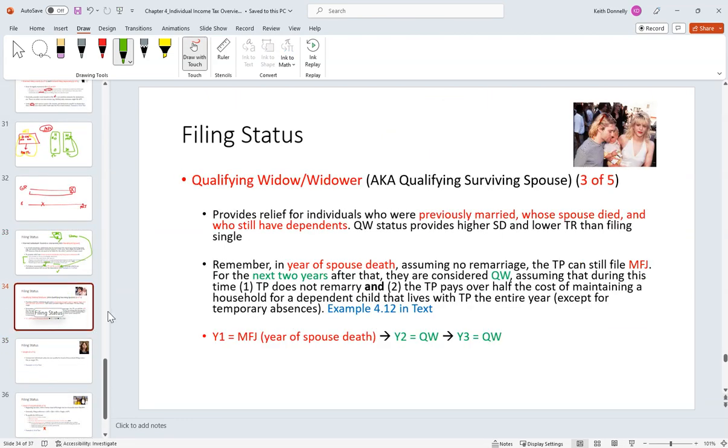All right, next one here. Qualifying widow or widower. So this is now known as qualifying surviving spouse. You could see either kind of name on the exam. But the idea with this is, that's why I have Kurt Cobain, right? If you don't know him, he's like the lead singer of Nirvana. He was in the 90s. Unfortunately, he killed himself. And then he left Courtney Love with a little baby.